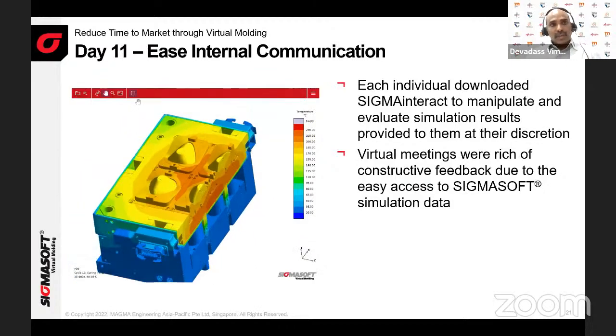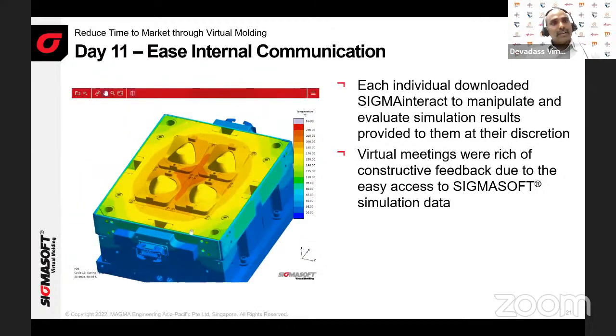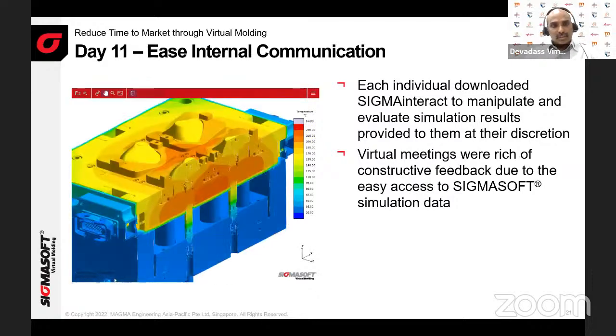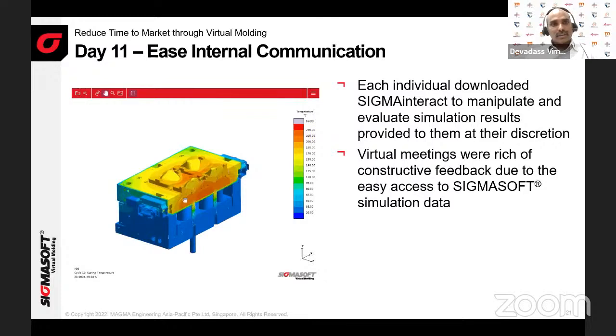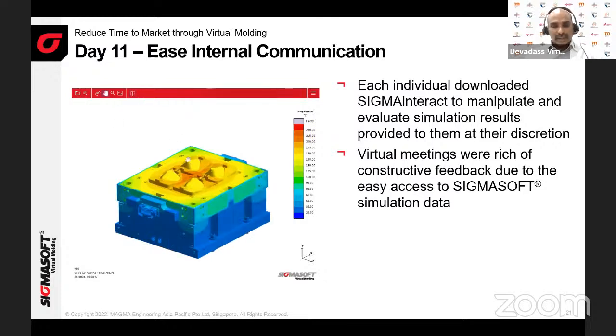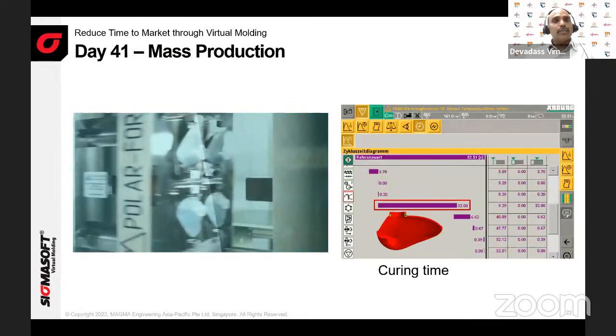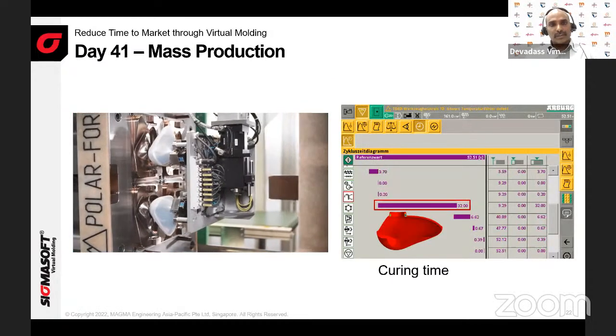So from day 1 to day 11, we had already completed all the mold design and optimization. Everything is done. Now we started to fabricate the mold. It actually takes around a month to complete the mold. After that, we started the production of these face masks.